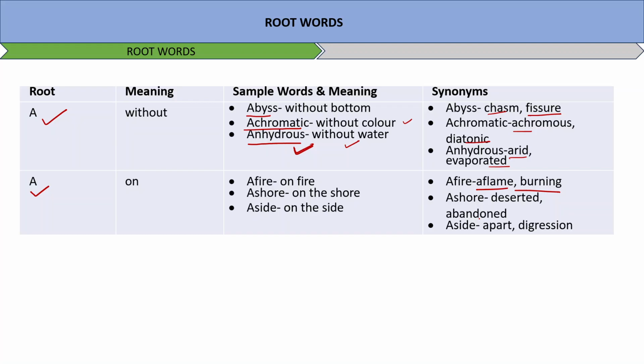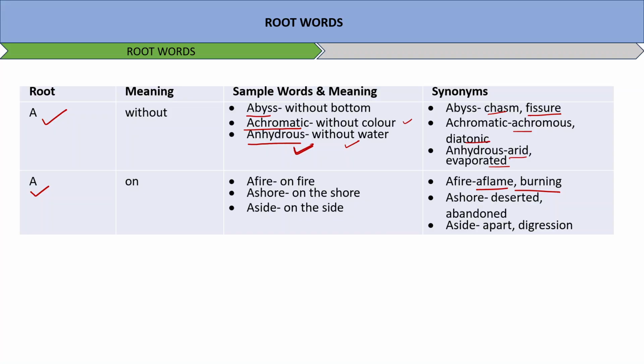So knowing the root is not the only thing you should know. You should also know what words can be framed out of the word, and also you must know what the synonyms of it are. Okay, moving ahead.